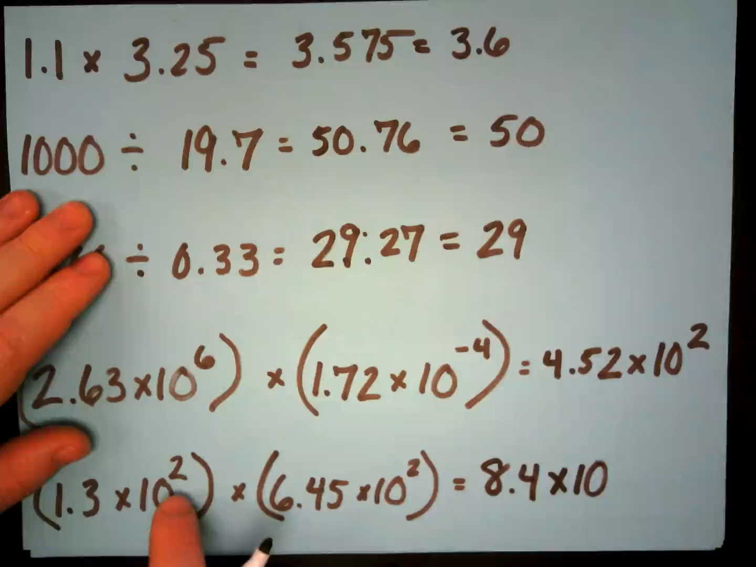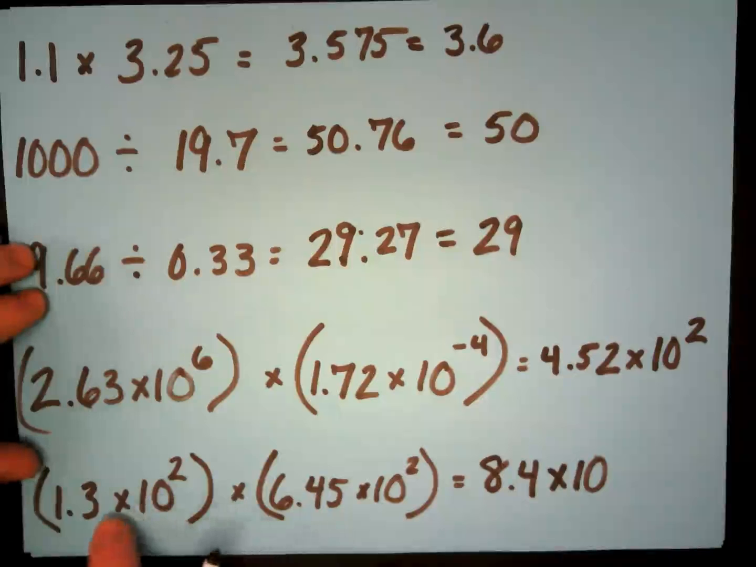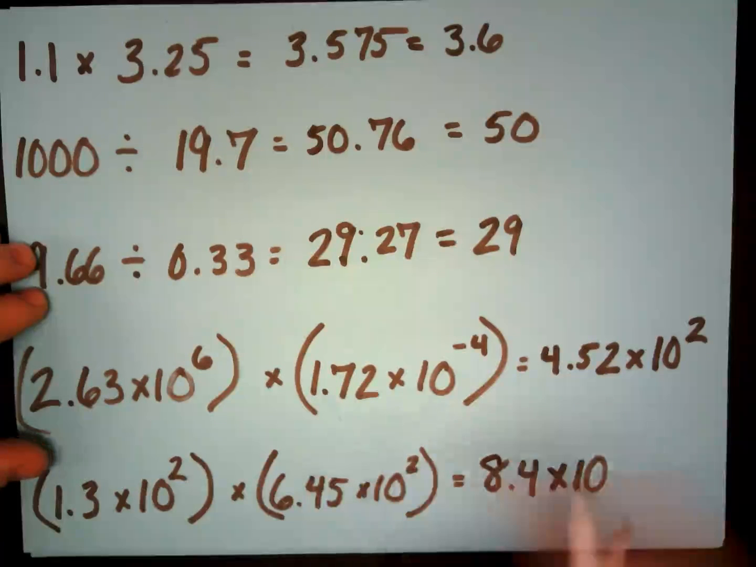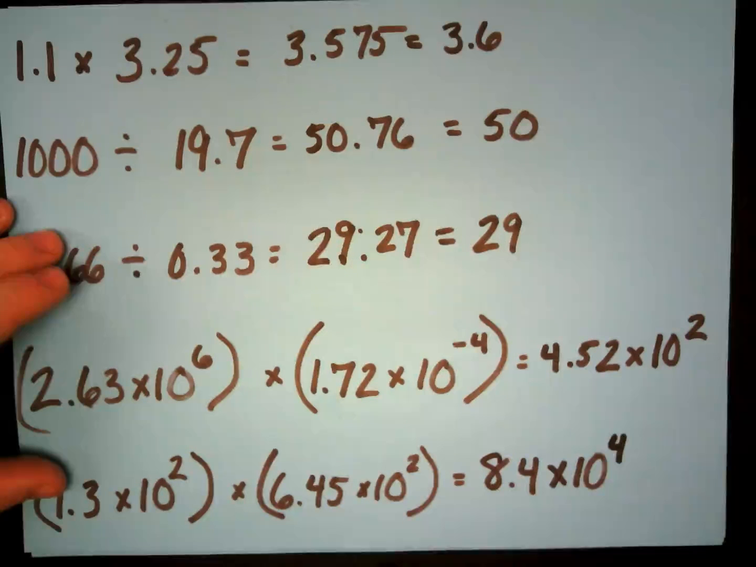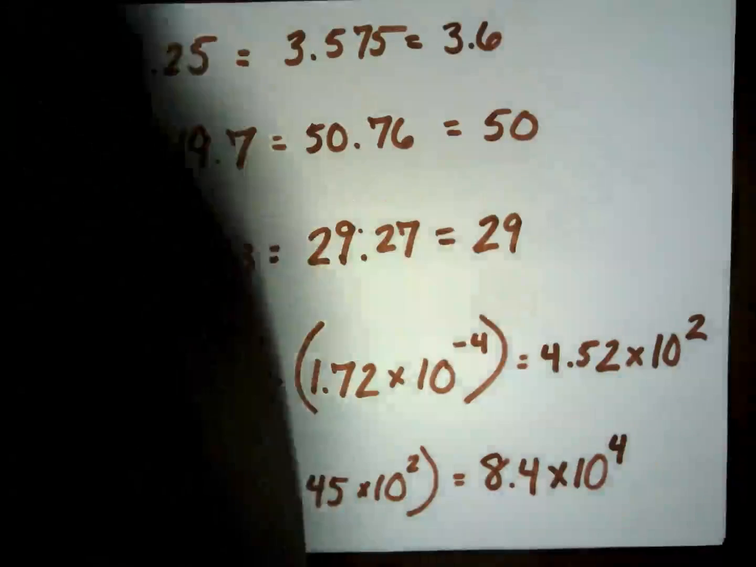So again, remember, multiplying, you're adding exponents, dividing, you're subtracting them. So here it'll be the 2 plus 2. So my final answer here will be 8.4 times 10 to the 4th power. Okay, easy peasy.